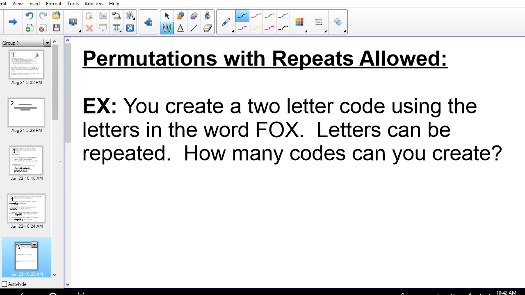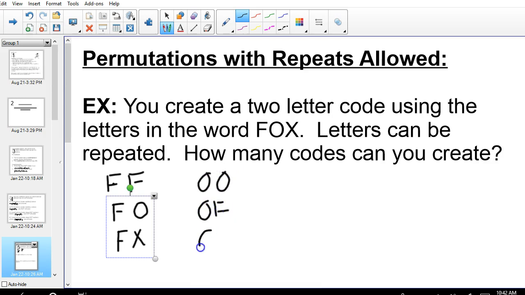So let's look at this situation. We are going to create a 2-letter code using the letters in the word fox. Letters can be repeated. How many codes can you create? So, if I write these down, you could have F and F, because repeats are allowed, right? I could have F and O. I could have F and X. Then I also could have O and O, O and F, O and X. And I could have X and X, X and O, X and F, right? So, in this case, there are 9 different codes that we could choose. Now, if I'd offered this to you in the lottery, that wouldn't have been too bad of a deal, right? You would have possibly been able to get that.